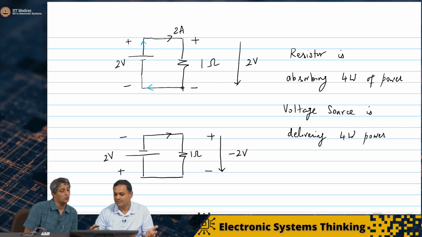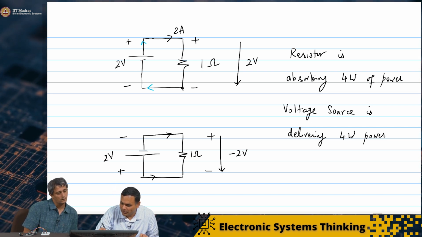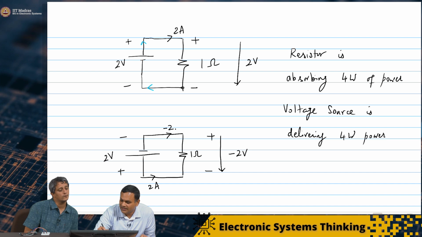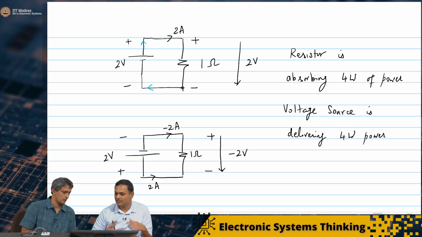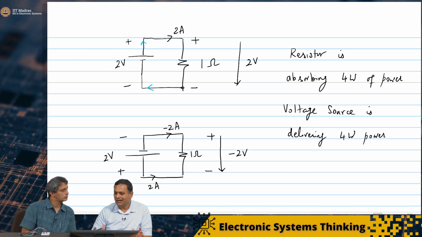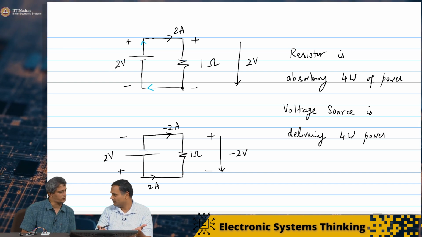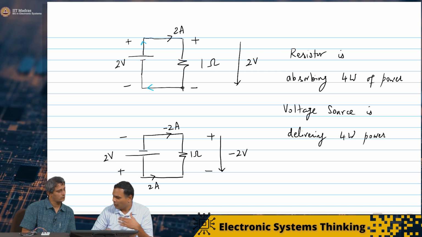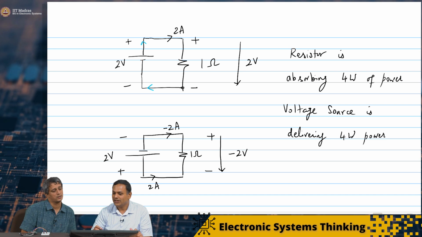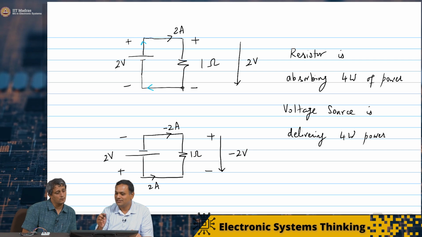Similarly, in this circuit there is going to be a 2 ampere current flowing like that. But in this direction, there is a minus 2 ampere current flowing. So if you have a current flowing in one direction, you can imagine a negative current flowing in the other direction. If you have a potential drop in one direction, you can imagine a negative potential drop in the other direction.